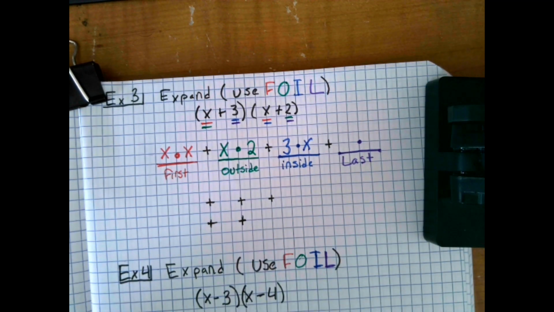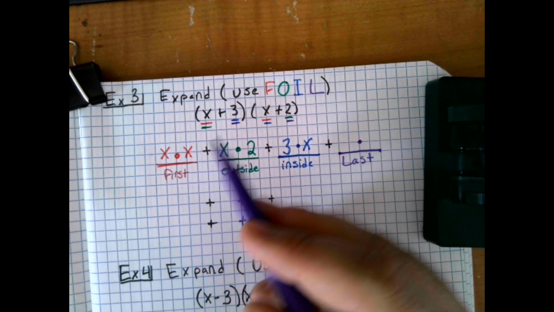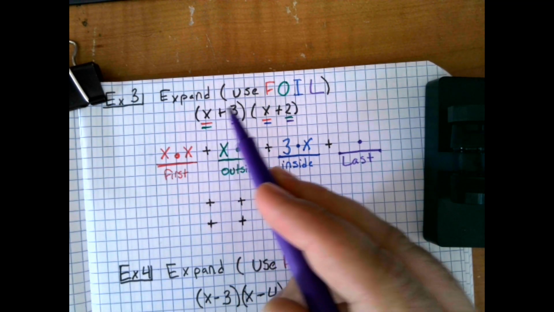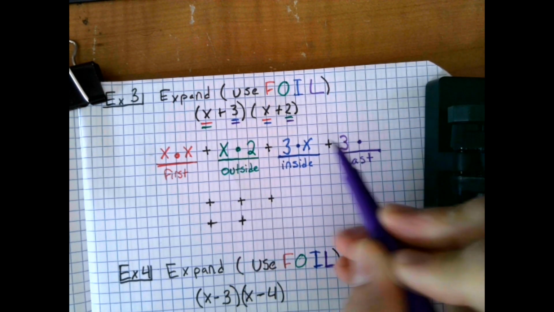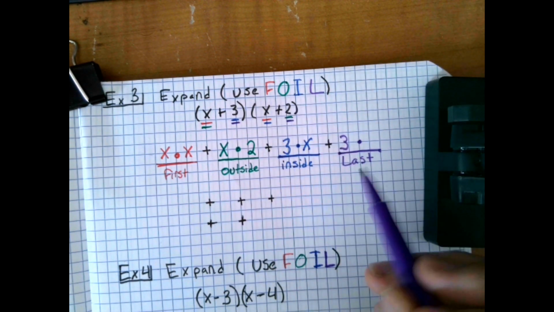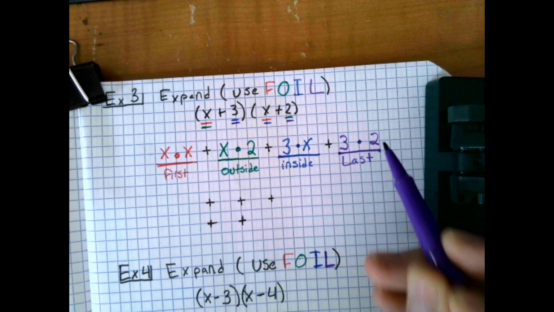And last but not least are the last numbers. The last numbers, remember, similar to the first ones, are the ones which come last in each binomial. In this first binomial, it's x and then 3, so we're going to have the positive 3. And then we have x and then 2, so the positive 2.